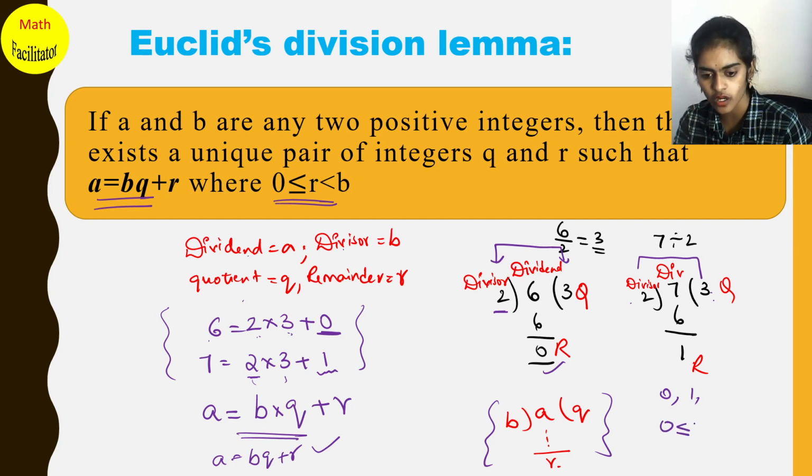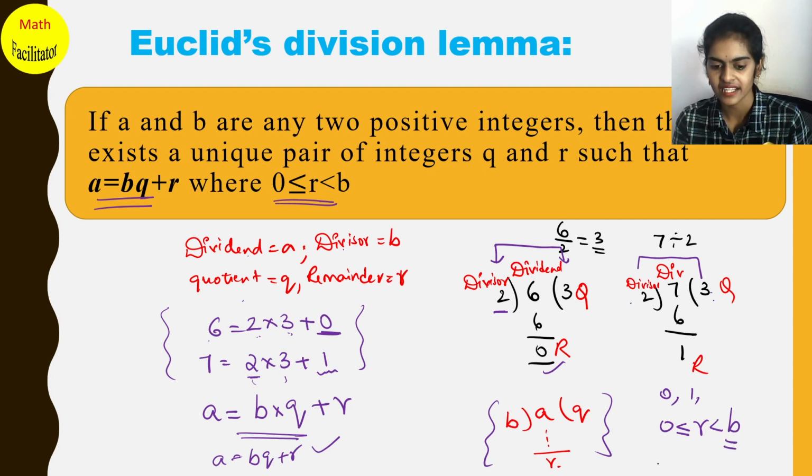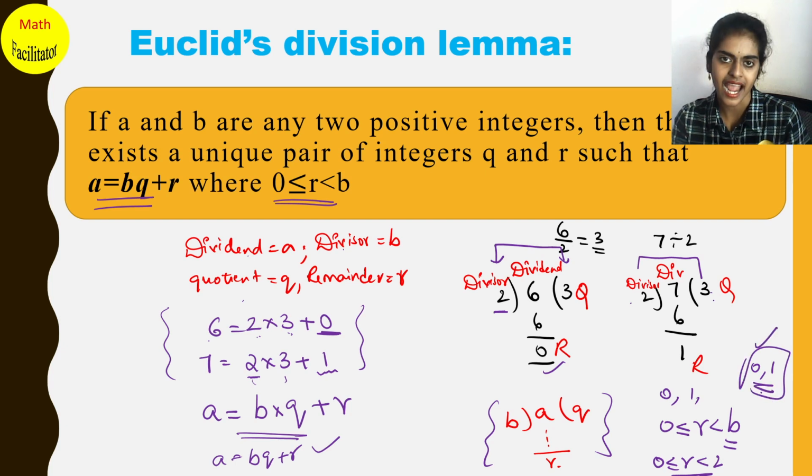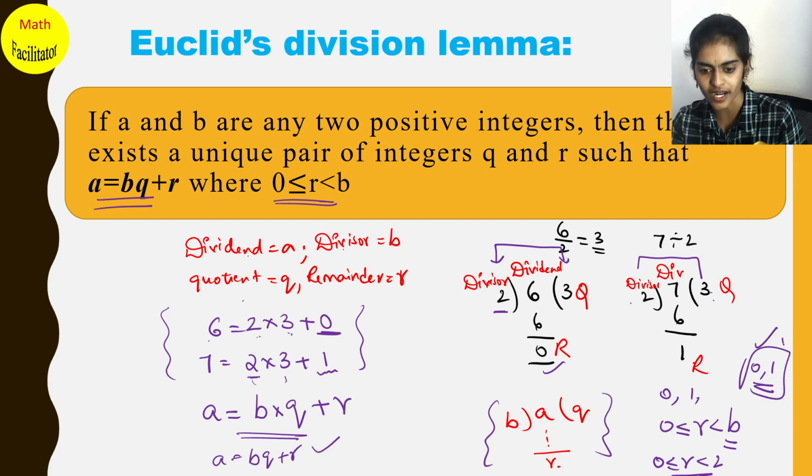It was either 0 or less than my divisor. The divisor was 2, isn't it? So 0 is less than or equal to r, which is less than 2. Between 0 and 2, how many numbers do I have? I have only 0 and 1. It can be equal to 0, and between 0 and 2 I have only one number, that is 1.